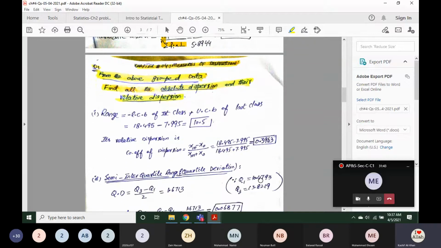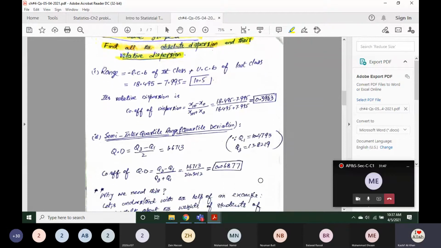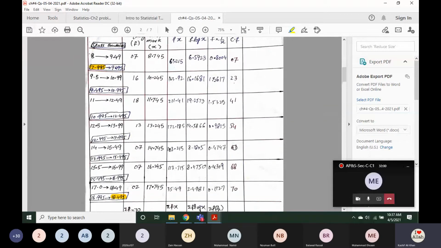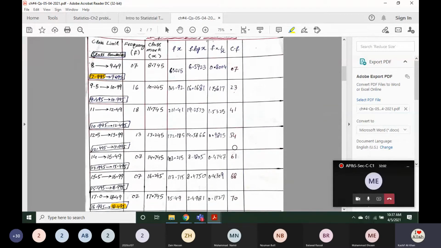Now, our aim is to find the quartile deviation. Here is the formula of quartile deviation: Q3 minus Q1 over 2. Dear students, we have already worked on this data, and in our previous lectures, we have already computed Q1, Q2, Q3.